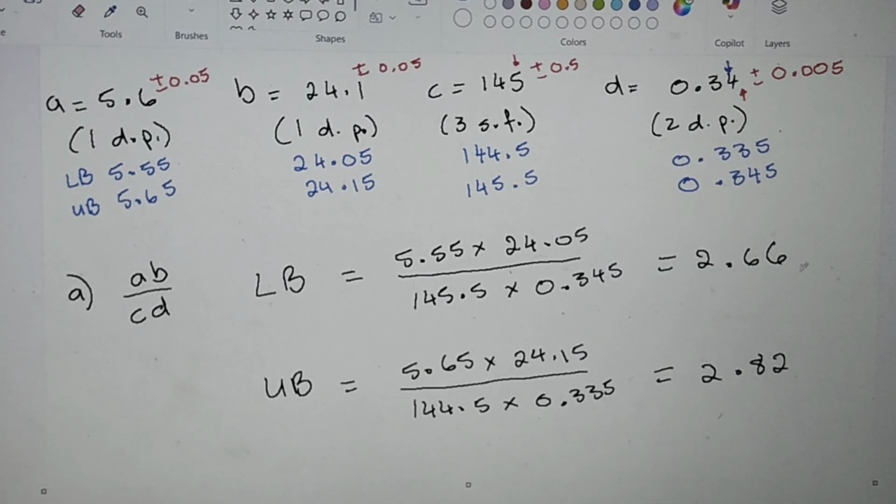Now, this number should be bigger than the previous one, and it is. 2.82 is bigger than 2.66. So there's my upper bound, there's my lower bound. You do have to do some thinking with upper bounds and lower bounds. You've always got to make sure that the answer you're giving for the upper bound will clearly be bigger than the answer for the lower bound. And it does become a little bit complicated when they start bringing in algebraic fractions. You've just got to try and keep your head about you.